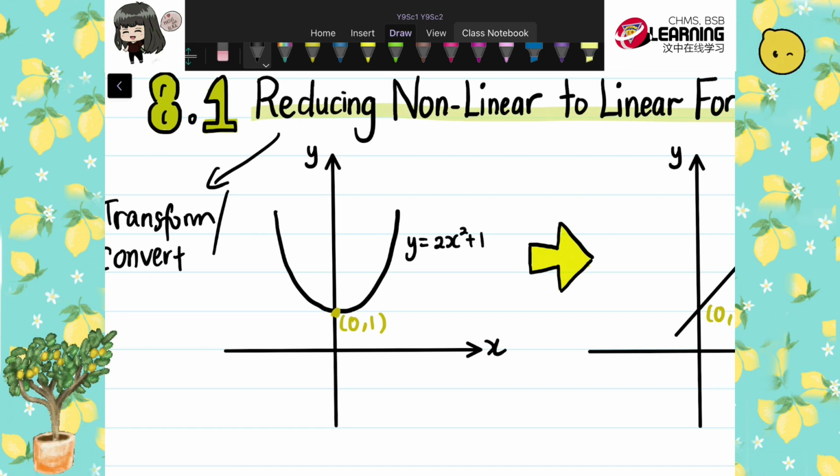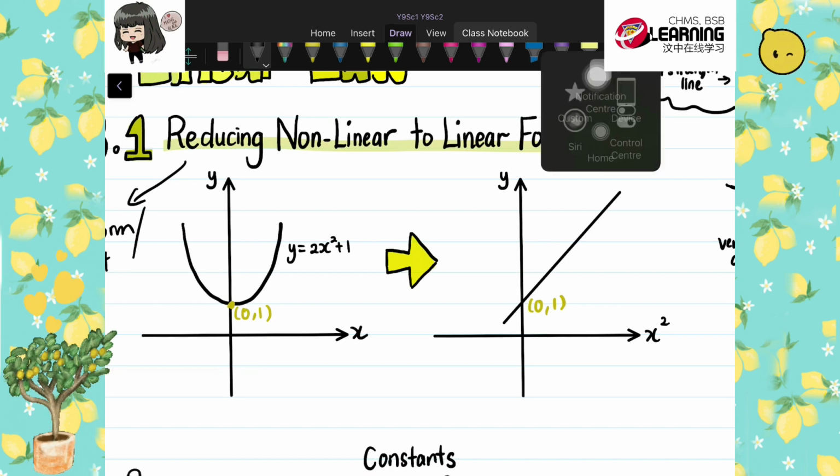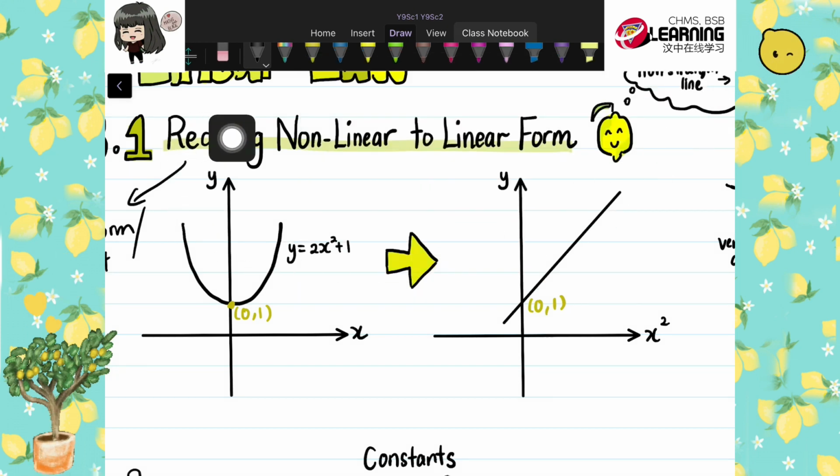But if you want to reduce this to a straight line, which is on the right side here, we don't just change straight away, draw a straight line like that. No, the thing that is changed here is your big Y and your big X. Your big X here is now x squared. As long as we change this to something, the graph from smiley face graph becomes a straight line graph already. So the big Y and the big X are important.